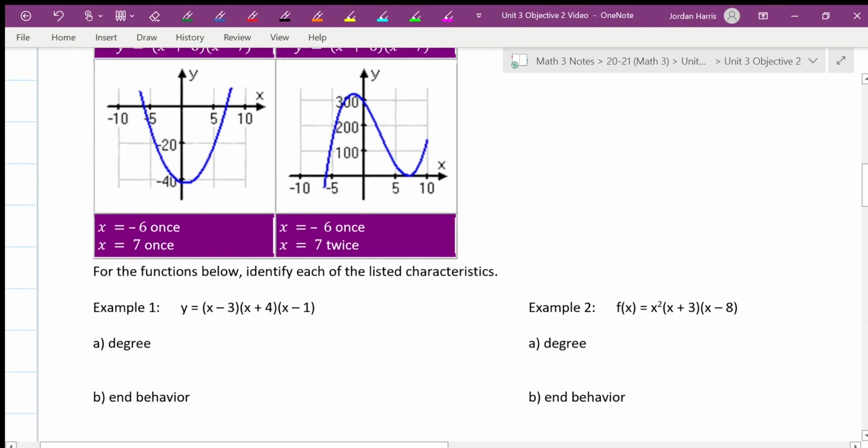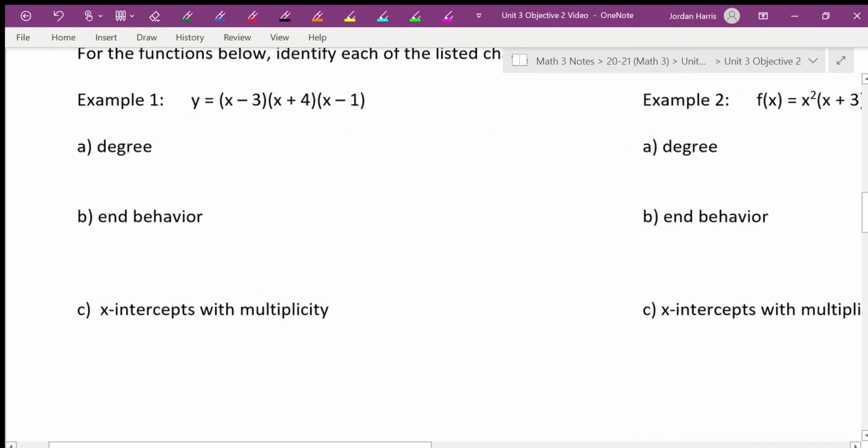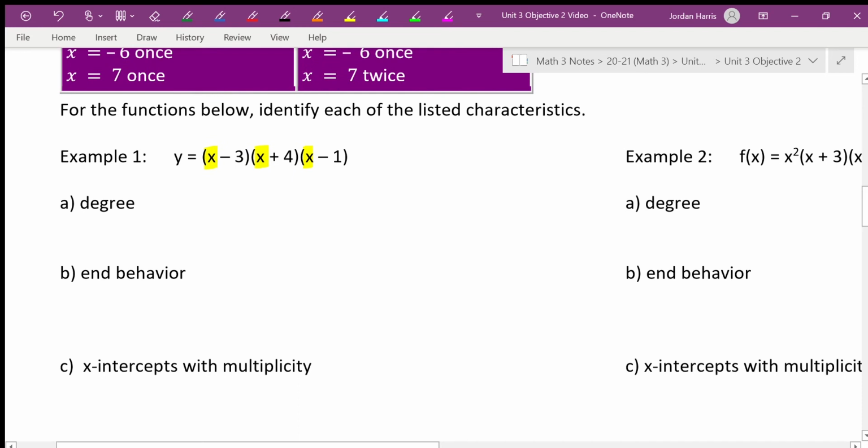Okay? So, for the functions below, identify each of the listed characteristics. All right. So, we have degree first. Remember how to multiply these out. We take the highest degree from each parenthesis. So, one thing from each parenthesis, we multiply them together. So, that would be x cubed. So, that's a degree of 3. We also can get the coefficient from it, so we have to think about the lead coefficient. Don't forget about that. I'm just going to add this on the top side.